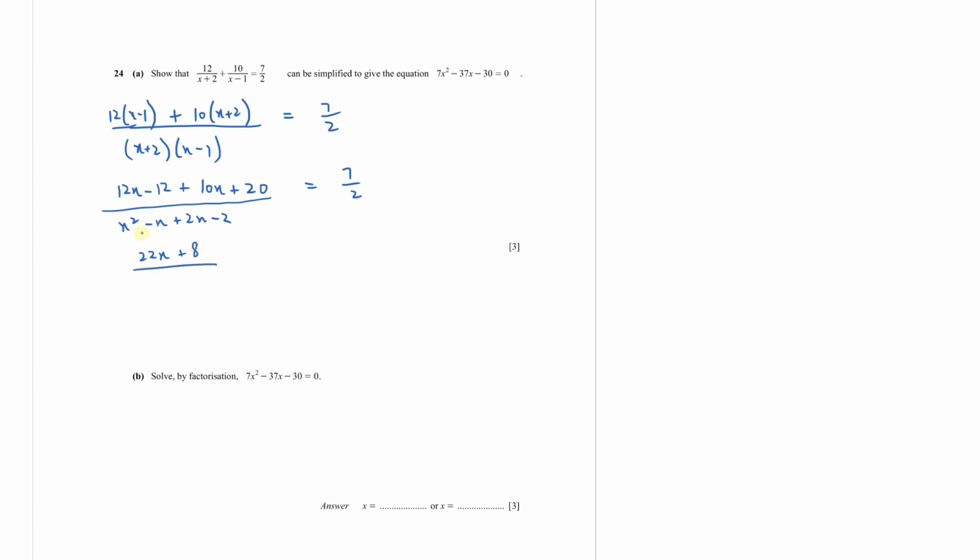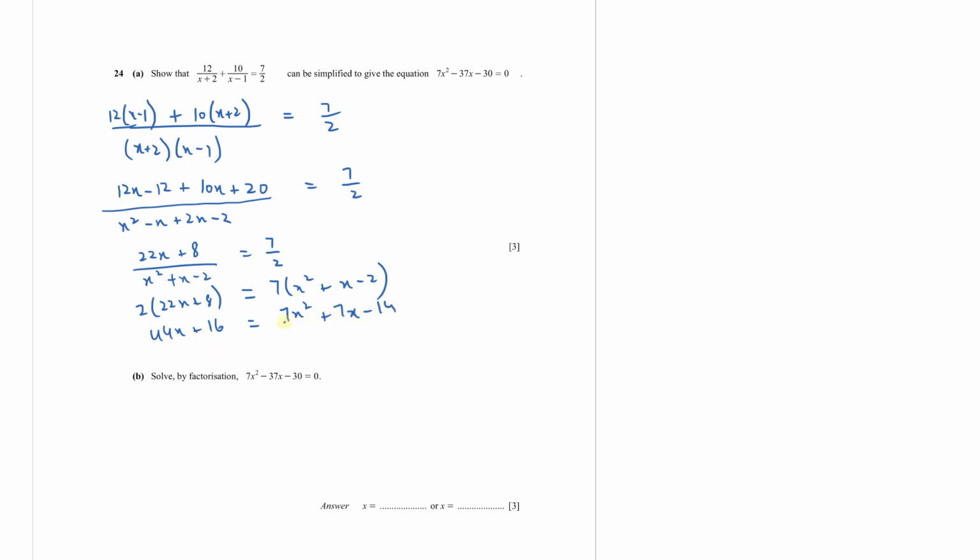22x plus 8 over, this will be x squared, 2x minus x will be plus x minus 2 equals 7 over 2. Now you can cross multiply. So I will get 2 into 22x plus 8 equals 7 into x squared plus x minus 2. Now if I open up this bracket, I get 44x plus 16 equals 7x squared plus 7x minus 14. Let's take everything to this side.